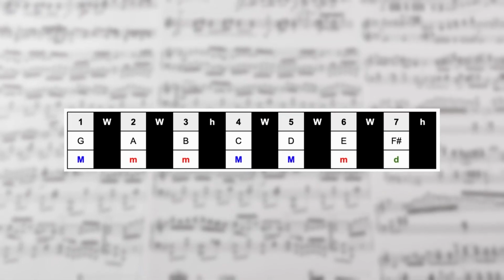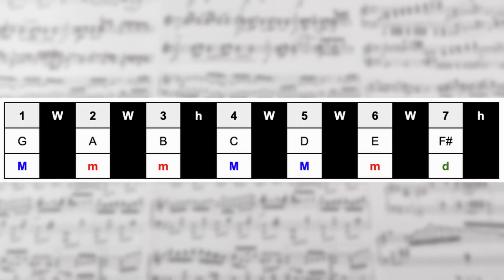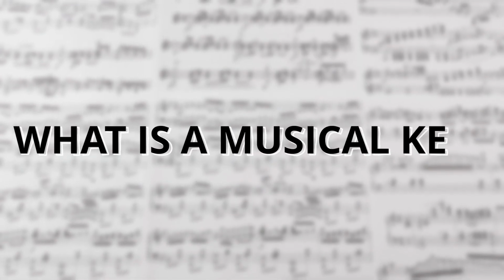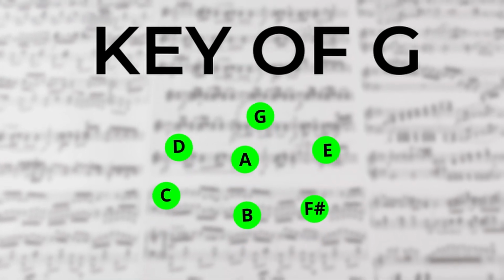So I'm going to show you a couple different ways you can do this. The first way is going to be using our scale chart that we've created, and another way is using the circle of fifths. But first, we need to talk about what a musical key is. A key is basically a group of notes and group of chords that sound good together. And we can find this by looking at the step pattern of a scale.